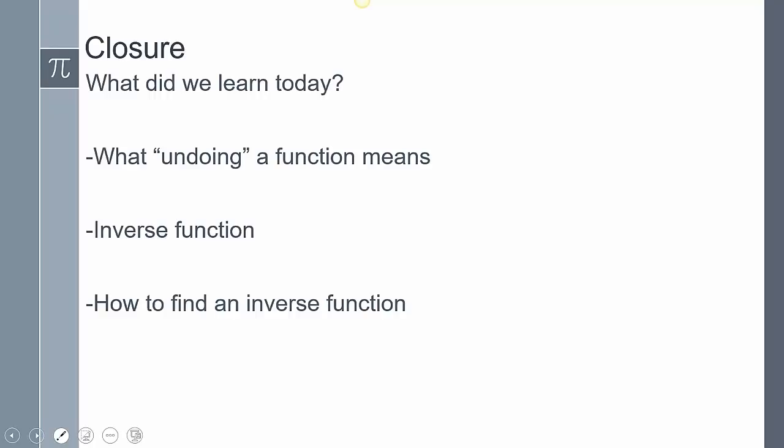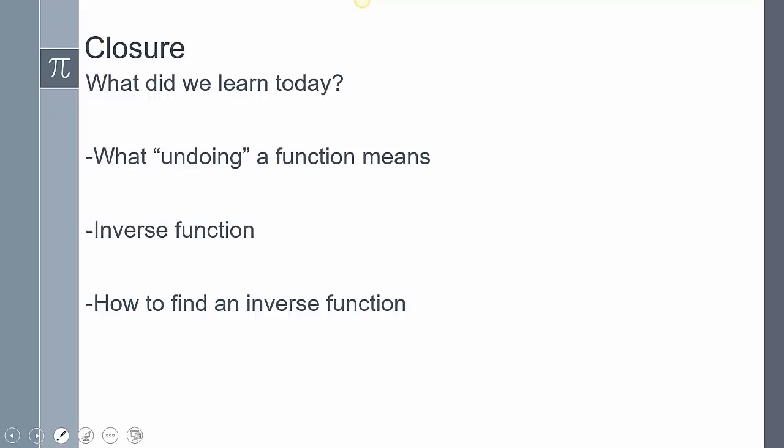All right, so what did we learn here today? Well, we talked about undoing a function, and that meant that whenever a function is constructed, you're working in the opposite direction to find whatever it is that we need to find. That undoing function, we formally call an inverse function.